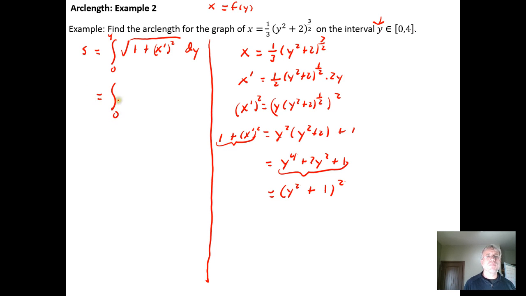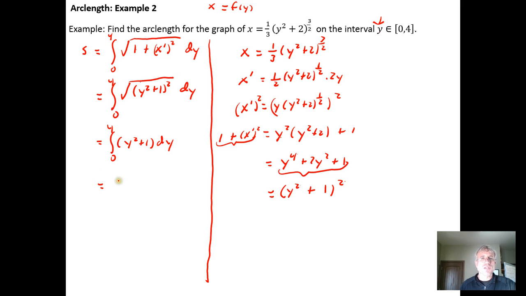This is the integral from 0 to 4 of the square root of y squared plus 1 quantity squared dy, which is equal to the integral from 0 to 4, the square root of the squaring, equals y squared plus 1, but only if y squared plus 1 is non-negative. But because we're squaring, the y squared plus 1 is never negative, so we can just cancel the squaring with the square root, and this is a dy, and now we can integrate.